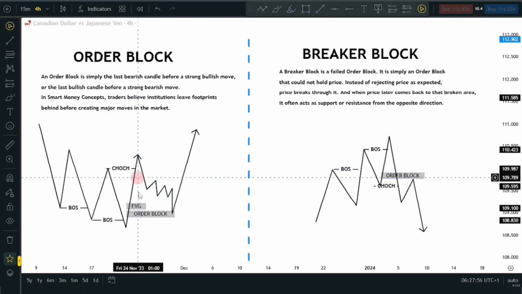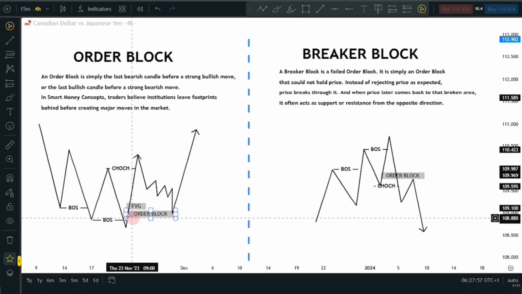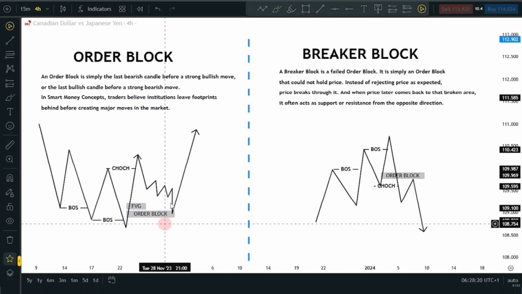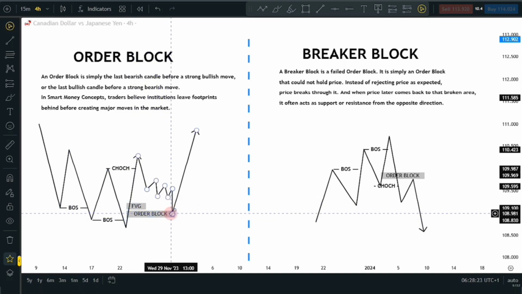Whenever you see something like this, you are going to mark your order block. We are going to see a strong impulsive move here. Also, there will be a fair value gap. Whenever you see something like this, then you draw your order block and wait for price to mitigate it.